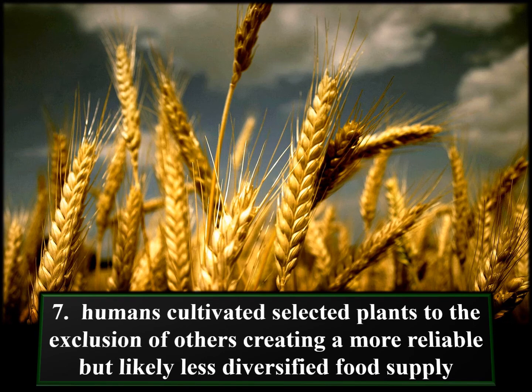Humans cultivated selected plants to the exclusion of others, creating a more reliable but likely less diversified food supply. They would take things that they picked from out in the wild, and they would purposefully plant them to see if they could grow more of them, like wheat. And ultimately, when the wheat grew and grew in abundance, they started growing more and more of those kinds of things rather than being dependent upon the wild grains that they could find that might have had different kinds of grains.